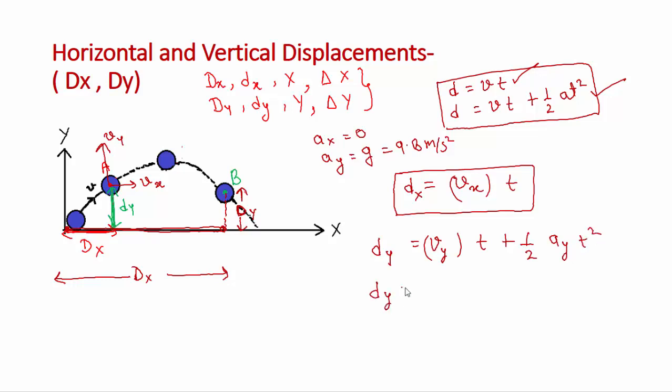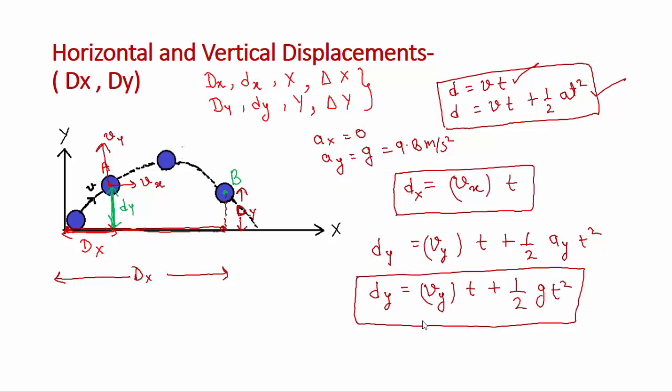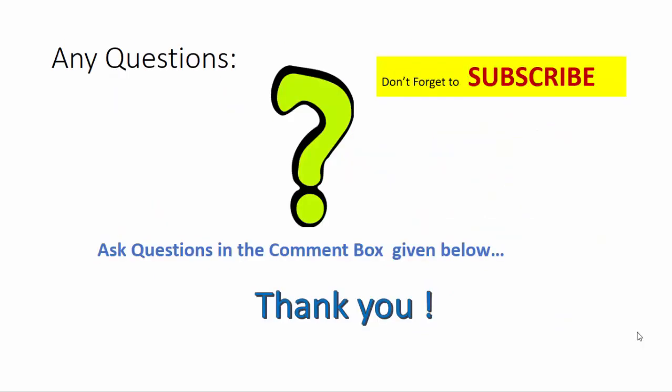So dy equals Vy, which is V sin theta. You can plug it in over here or simply write Vy times t. Ay equals g, so half g t square. It is the formula for vertical displacement. So we can use these two formulas for dx and dy to find the horizontal and vertical displacement in projectile motion. In the following video, we will discuss some more equations related to projectile motion. So stay tuned and study more. Thank you.